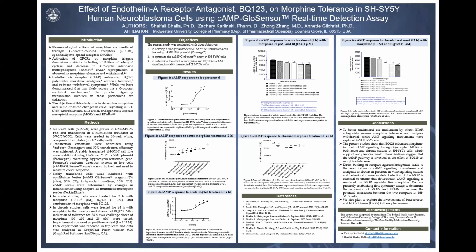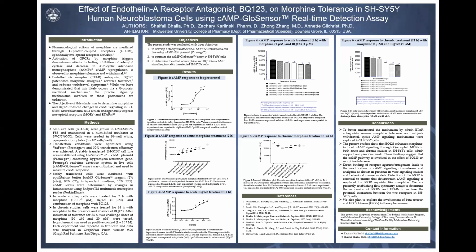In acute studies, our treatments with morphine, BQ123, and a combination of the two were done for about 2 hours. We also used isoproterenol, an alpha adrenoceptor agonist, as a positive control. We were excited to see that under acute conditions, morphine challenge doses produced a significant decrease or an inhibition in the cyclic AMP response as measured by the relative luminescence units as shown in figure 2. This is the acute treatment with morphine.